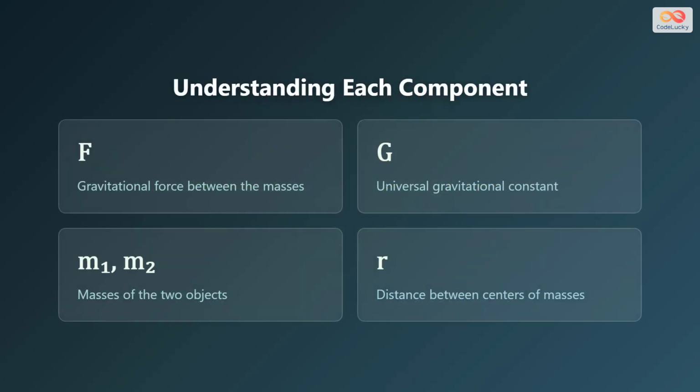Let's break down each component of the formula. F represents the gravitational force between the two masses, measured in newtons. G is the universal gravitational constant, a value that remains the same throughout the universe. m1 and m2 represent the masses of the two objects attracting each other. Finally, r is the distance between the centers of the two masses.